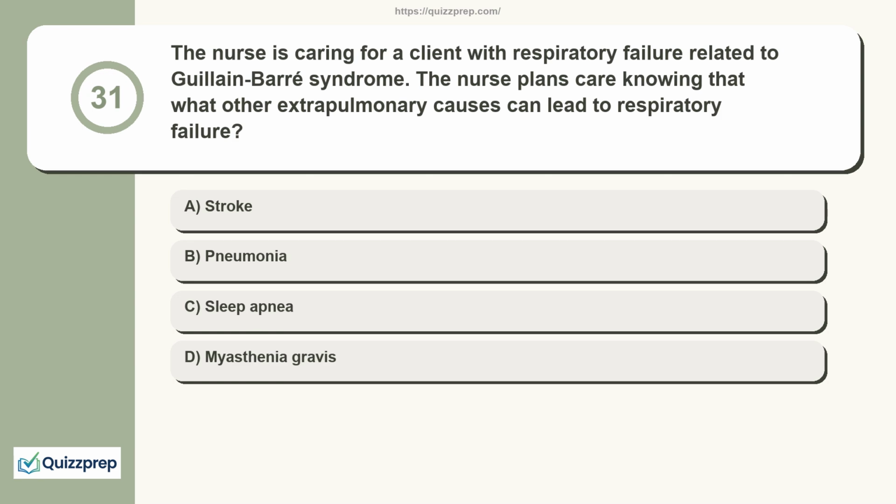Question 31. The nurse is caring for a client with respiratory failure related to Guillain-Barré syndrome. The nurse plans care knowing that what other extrapulmonary causes can lead to respiratory failure: stroke, pneumonia, sleep apnea, myasthenia gravis.